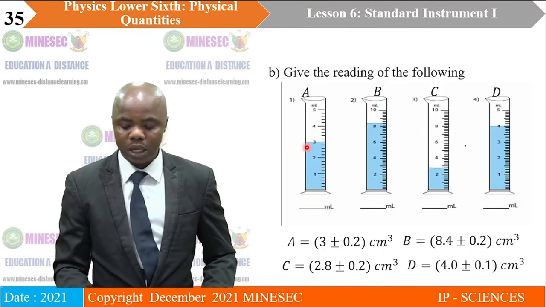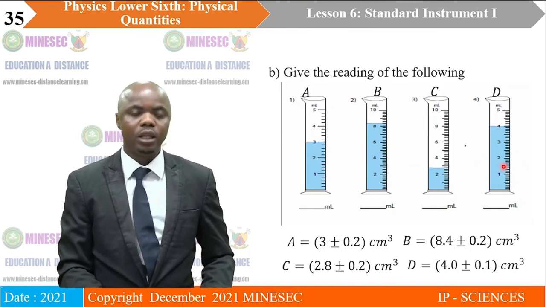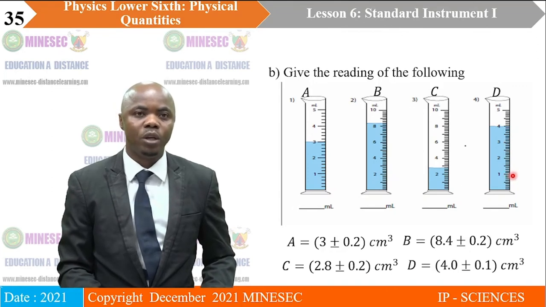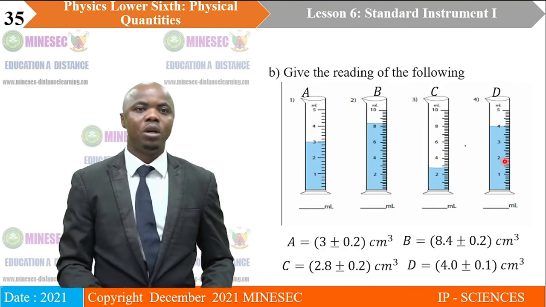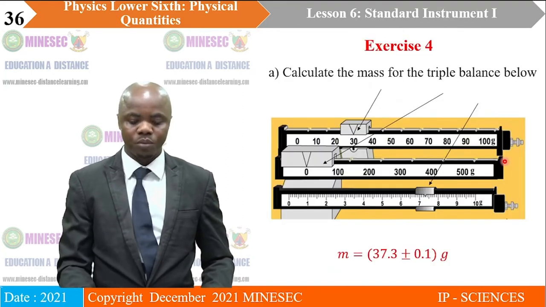Now the position of D has changed, because when you look at D, there are 10 spaces between two values. Therefore, the precision of D is 0.1 centimeter cube.